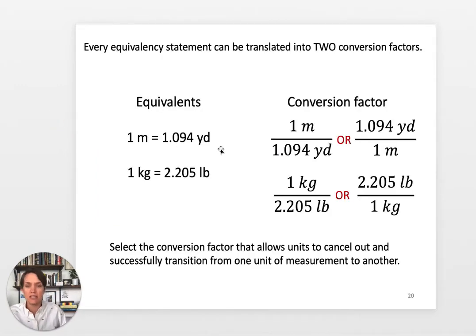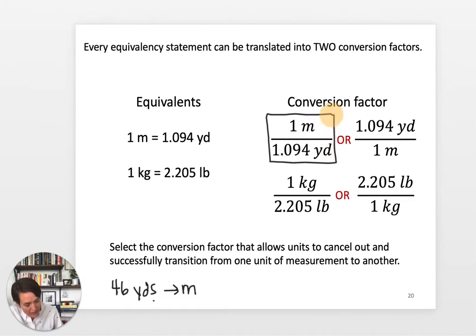So again, these equivalents, just like we saw with the metric system, 1 meter being equal to 1.094 yards can be written two ways. The conversion factor that you use is going to be the one that allows you to make the transition that you want to make. So let's just do a quick example right here. Let's say that you had 46 yards and you needed to convert that to meters. So I'm starting with yards, and that would be in the numerator, right? So I'm going to want to select the conversion factor that has yards in the denominator, allowing them to cancel out.